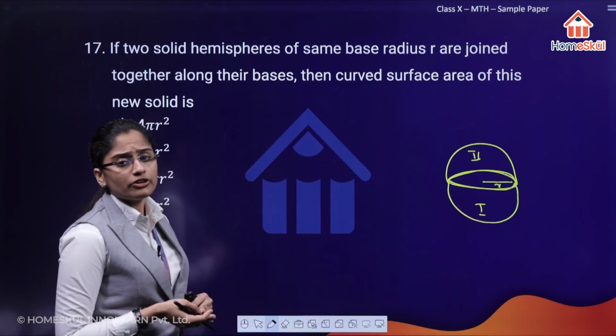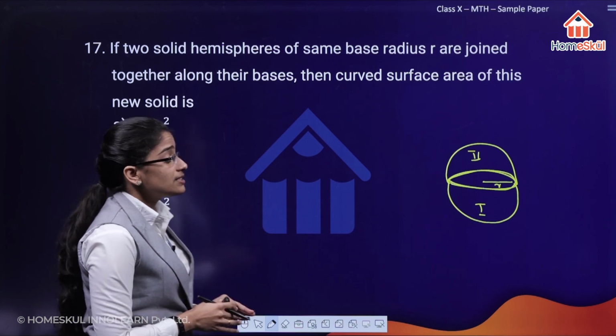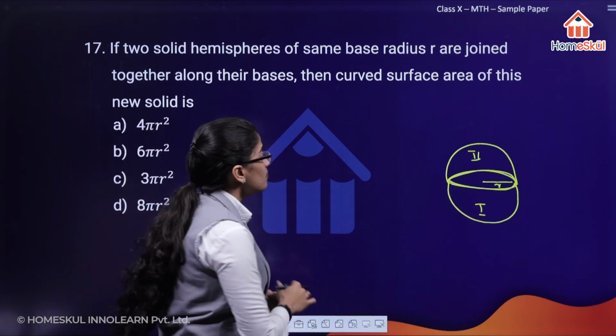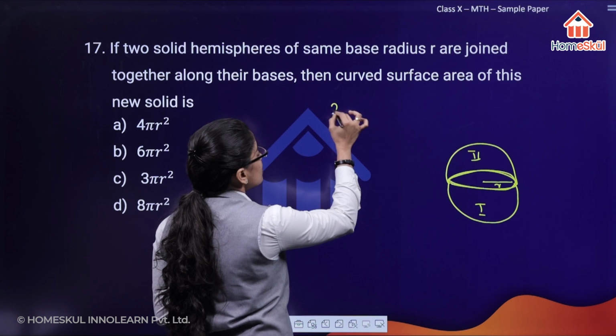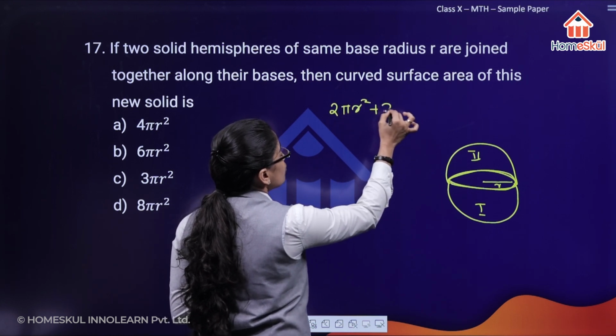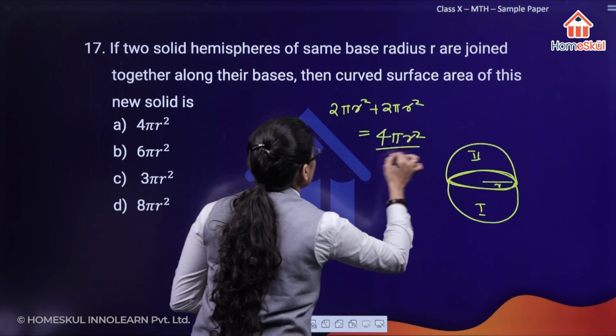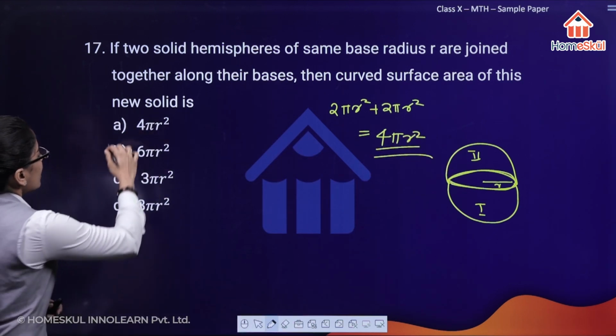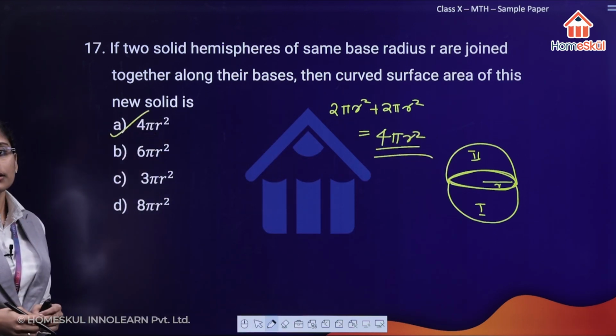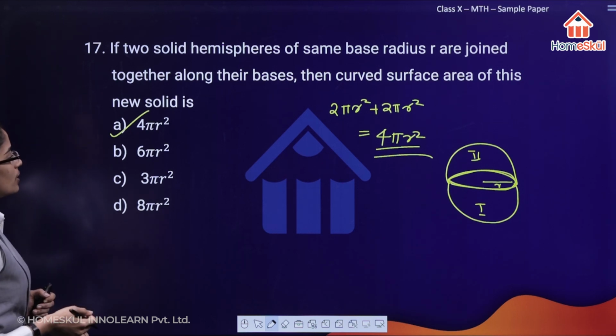What is the curved surface area of a hemisphere? It is 2 pi r square. Since the radius remains the same, the curved surface area of both hemispheres is 2 pi r square plus 2 pi r square, which is equal to 4 pi r square. Okay, that means option A is the correct answer. Okay, clear? Moving on to the next question.